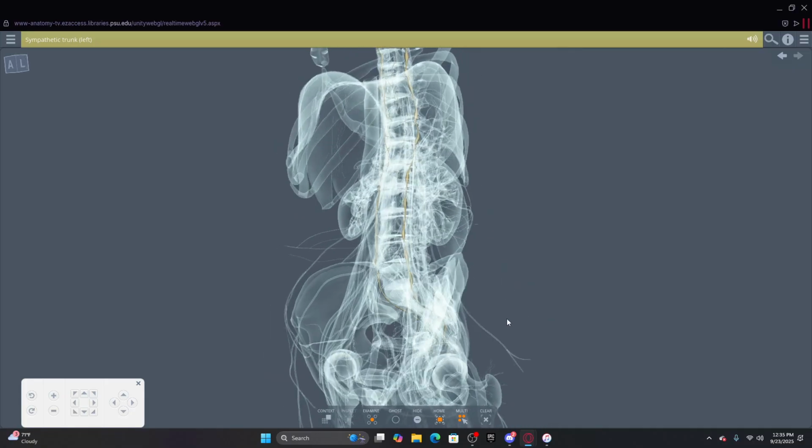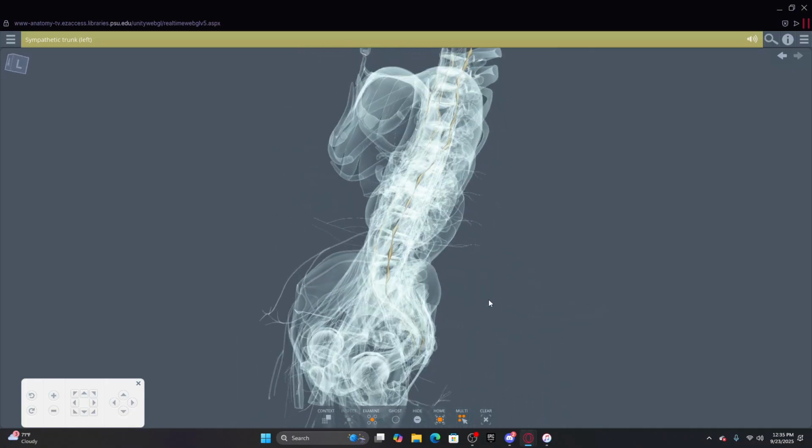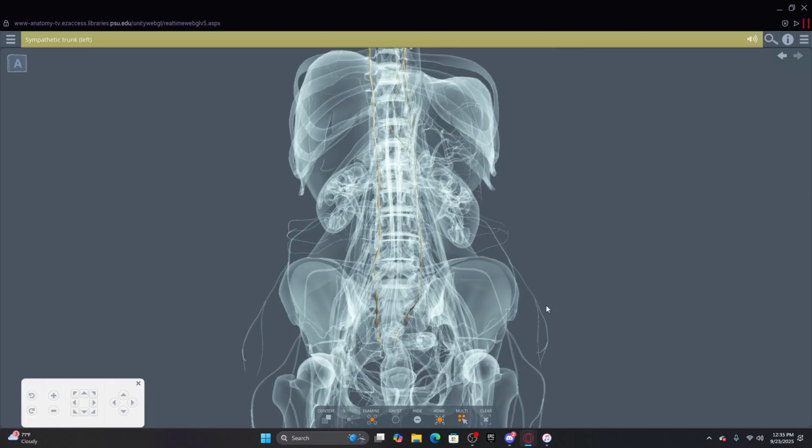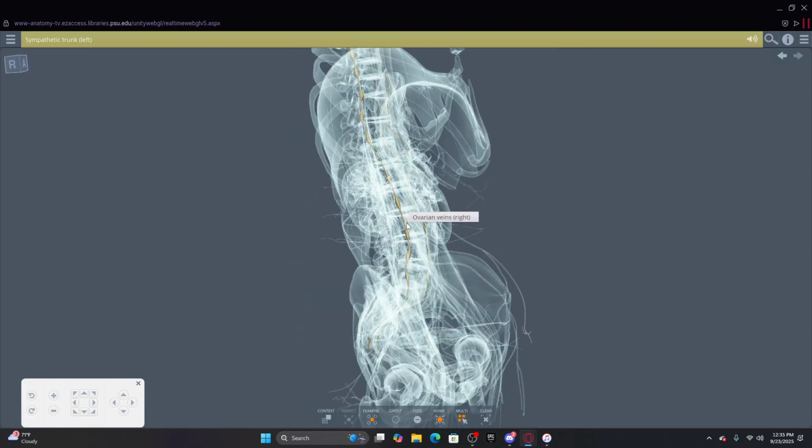Now if I examine these, you see that. You see the sympathetic trunk on the lateral side of the vertebra, we see the vertebral body right here, and then we see the sympathetic trunk.